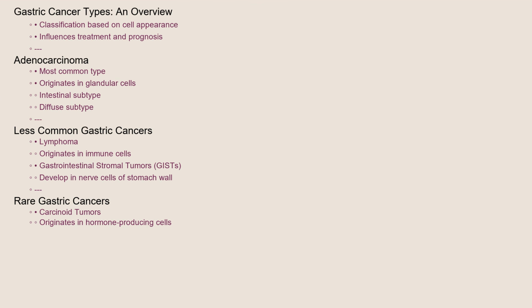Other, less common types of gastric cancer include lymphoma, which originates in the immune system cells, gastrointestinal stromal tumors, GISTs, which develop in the specialized nerve cells of the stomach wall, and carcinoid tumors, which originate in hormone-producing cells. The specific type of gastric cancer influences treatment decisions and expected outcomes.